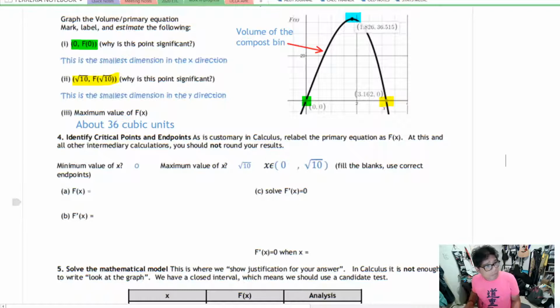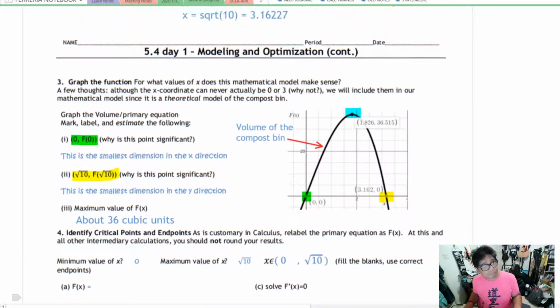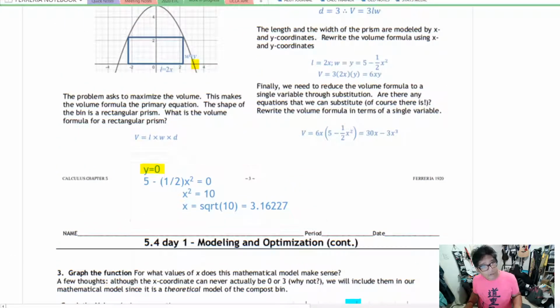Okay, A, B, and C down over here. First of all, what is f of x? Well, that's the volume formula, and we already solved the volume formula up over here. The volume formula is 30x squared minus 3x cubed.